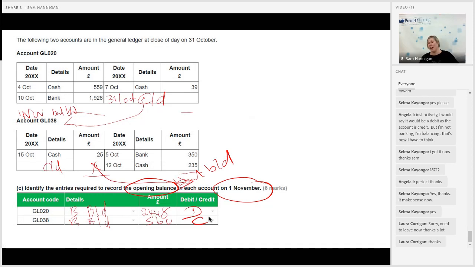Okay, and that is a practice exam from AAT. So if you do ours and you pass ours, you've got a good chance of passing AAT's ones, because we do like to challenge you.